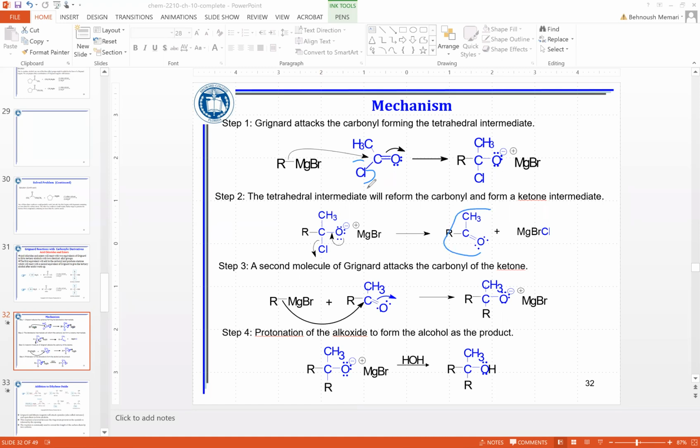So you can just say that the first mole of the Grignard with acid chloride is going to give you ketone. Then the second mole of the Grignard with ketone gives you tertiary alcohol. Basically it gives alkoxide, and then you protonate and it changes to tertiary alcohol.